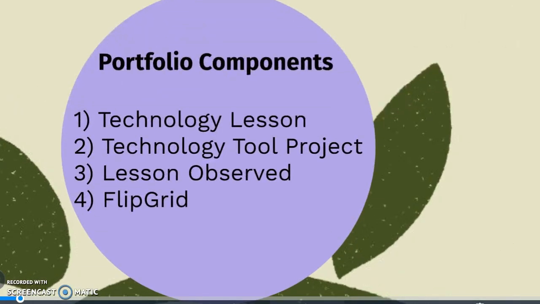To begin going through the portfolio, I just want to overview some of the components that are within it. There are four main parts. The first part is going through a technology lesson that I went through with my kids. The second part is looking at a technology tool project, having my kids utilize a technology tool. Three is a lesson that I observed of our AP biology teacher using technology for a pre-lab. And four is looking into more about Flipgrid.